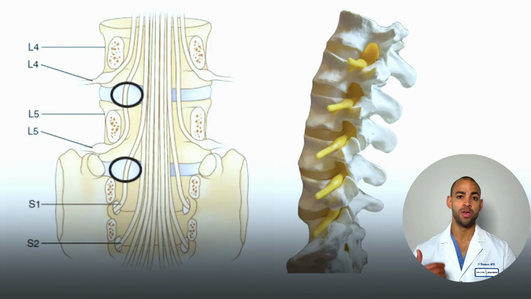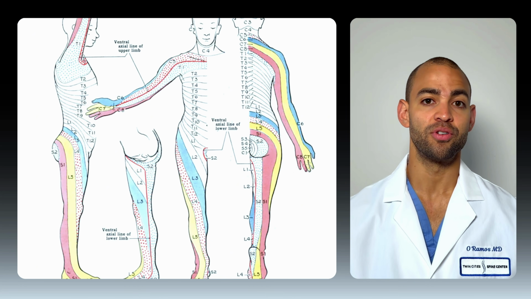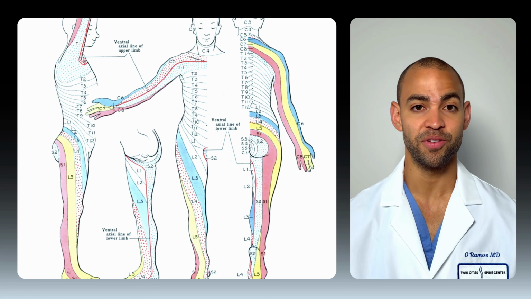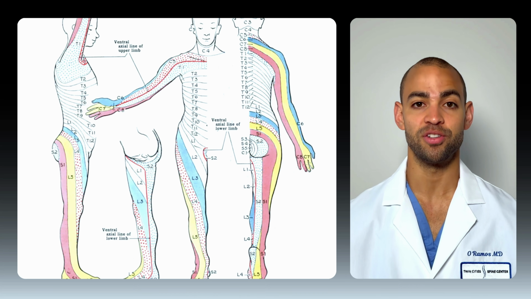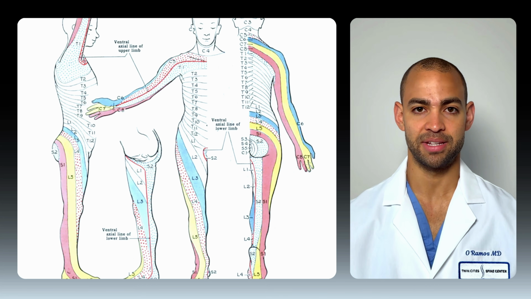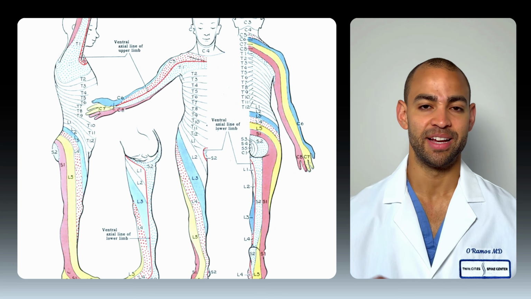lumbar level. Once it exits, the nerve root controls a specific, predictable territory, a patch of skin where you feel sensation, a set of muscles that perform a specific movement, and a reflex that we can test. We call the skin territory a dermatome.